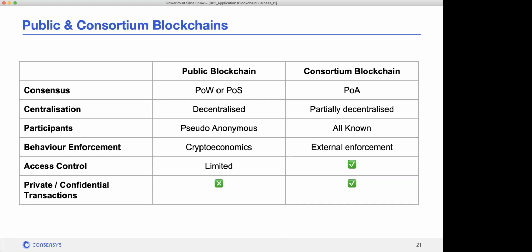In consortiums, everyone's known. And so invariably, you know all the participants.